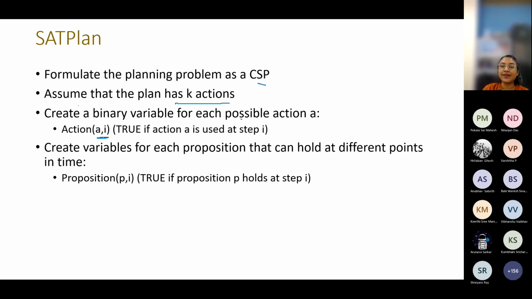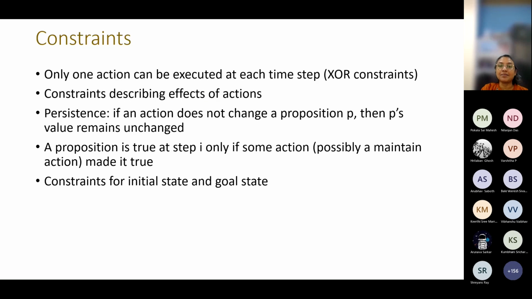And then we can create variables for each proposition that can hold at different points of time. Proposition P_i is true if proposition P holds at step i. And then we can impose the constraints. Only one action can be executed at each time step, by putting XOR. We can have constraints describing the effect of actions, and the persistence rule. If an action does not change a proposition P, then P's value remains unchanged from time step i to time step i+1, and so on.